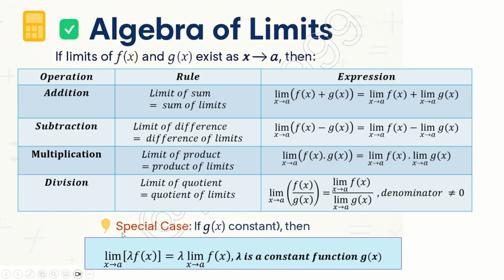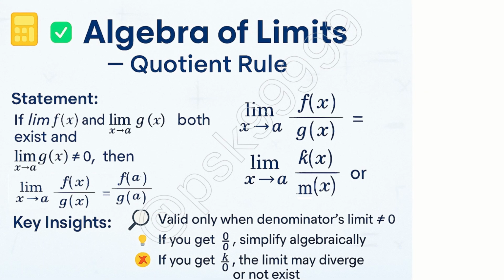Out of all this, division will give us a lot of options. There will be several paths in division. Here you need to check the conditions of 0 by 0, infinity by infinity, 0 by infinity, infinity by 0. All these conditions you have to check and see what we can do.